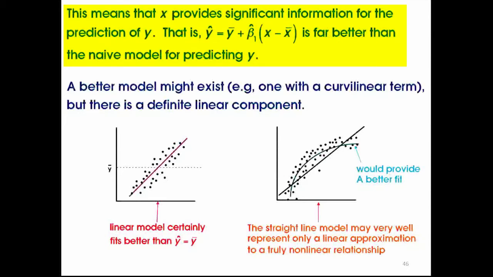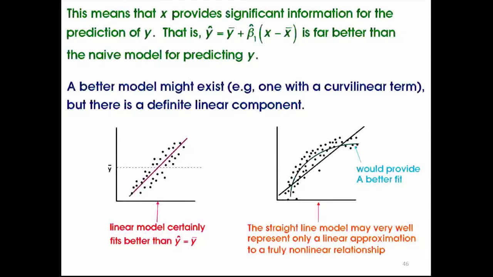Now what's the naive model? The naive model is the model that says this is what I would predict the value of blood pressure would be if I didn't know anything about age. Okay, now if you didn't know anything about age, what would you predict the value of blood pressure would be? If you knew nothing else, you'd probably predict the mean.